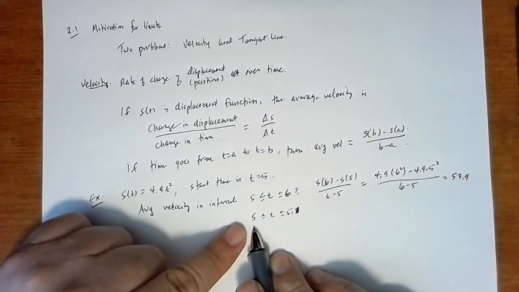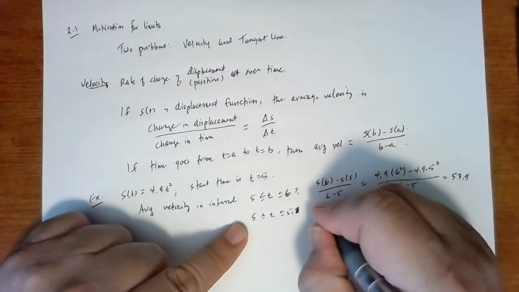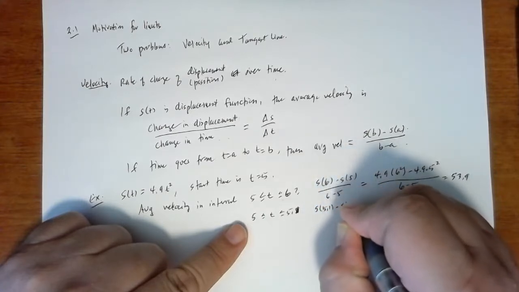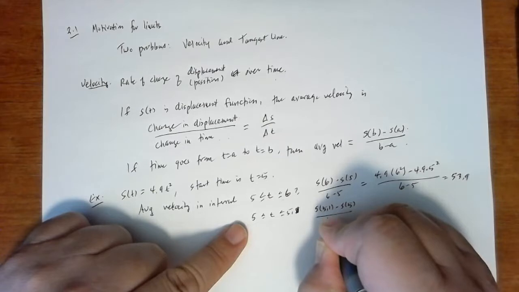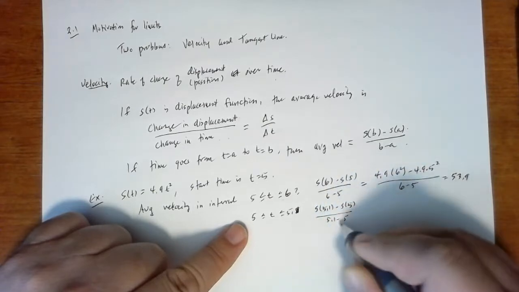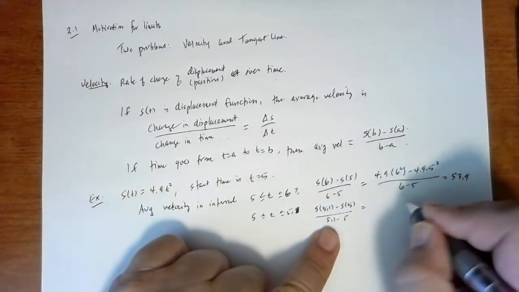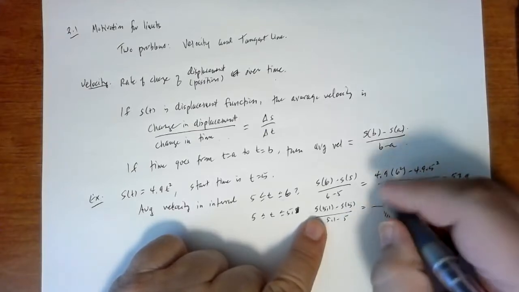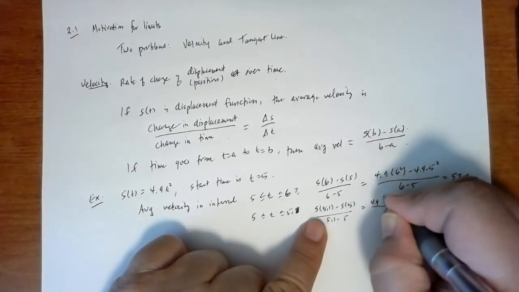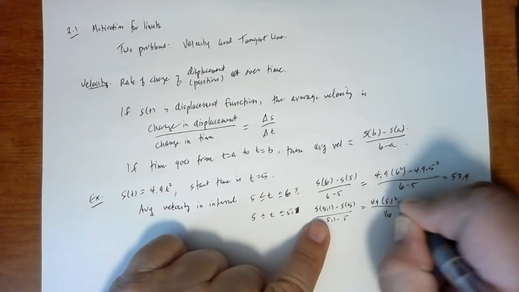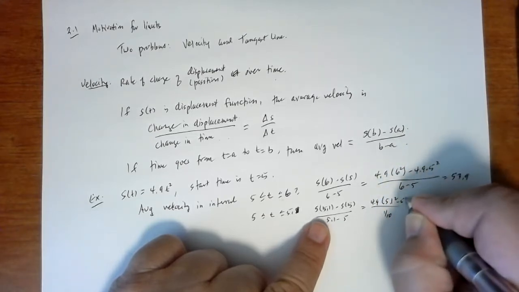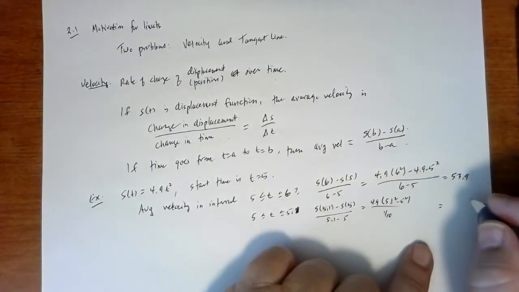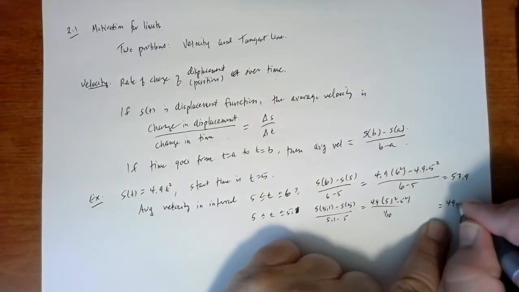So now the interval is from 5 to 5.1. We have s of 5.1 minus s of 5, divided by 5.1 minus 5, so we have 1/10 in the denominator. Then we have 4.9 times 5.1 squared minus 5 squared, if you pull out the 4.9. We'll just compute that as 49.49 on your calculator.